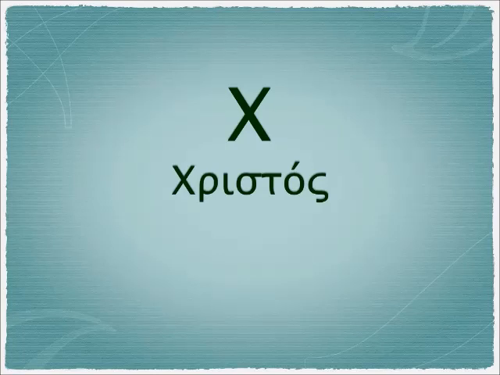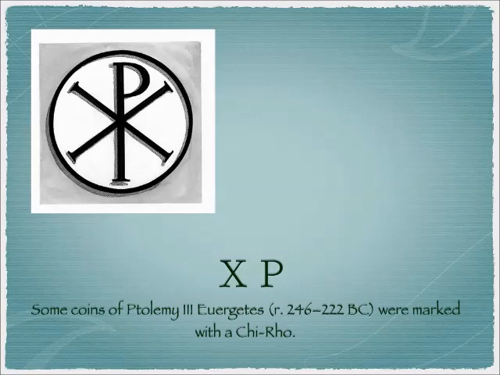And you recognize it from the first letter of Christos, which means the same as Mashiach in Hebrew. Christos is Greek, it means anointed. You may also have seen this symbol, which is called the chi-rho, for the two letters. So they're the first two letters of Christos.